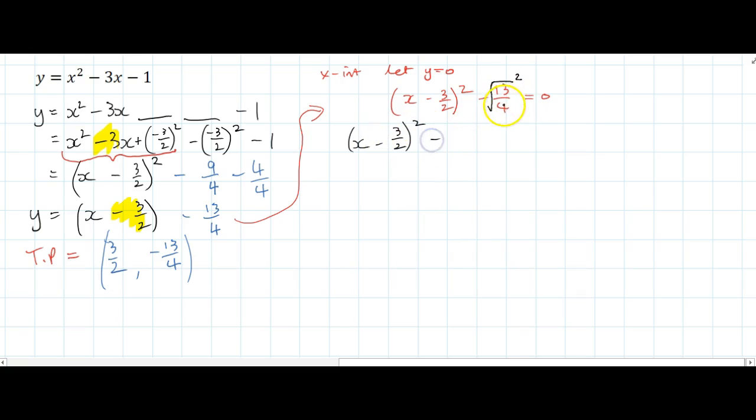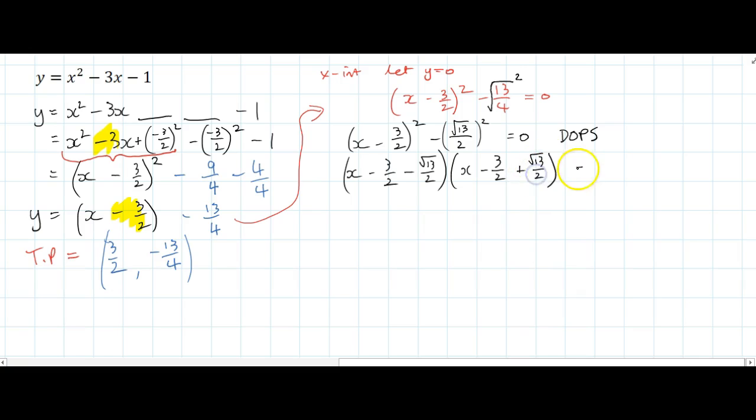Now, if you look carefully here, the 13 is not a square number, but 4 is, so I can square root 4. So I'm going to get root 13 on 2 all squared. Okay, so that's my 2 square numbers now, so I can factorize using a difference of perfect squares. So x minus 3 on 2 minus root 13 on 2, times x minus 3 on 2 plus root 13 on 2 equals 0.